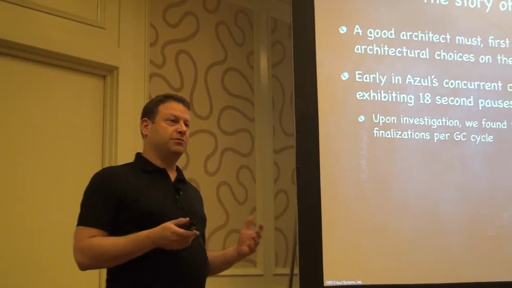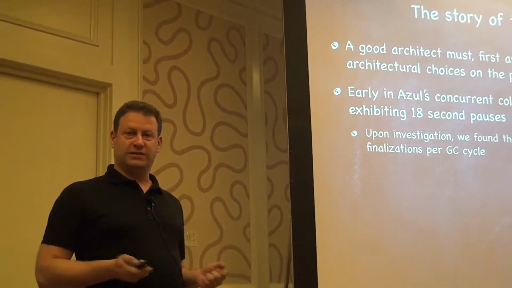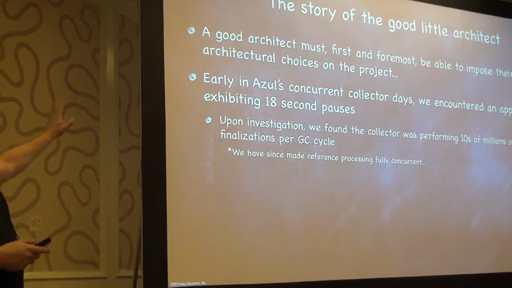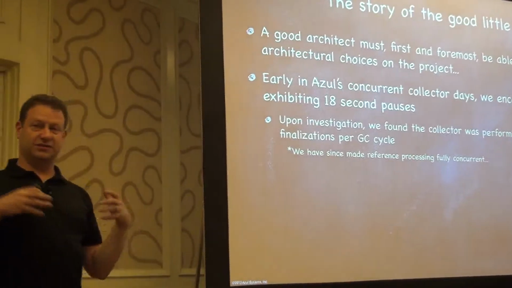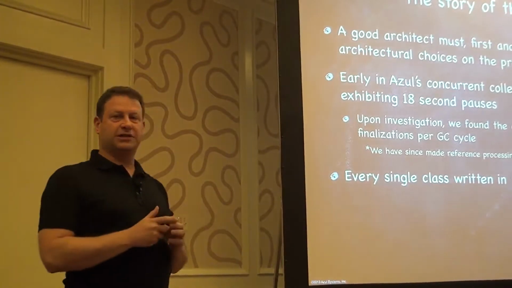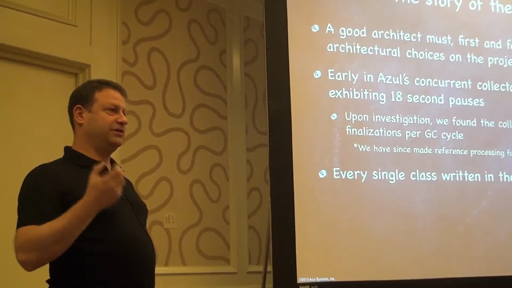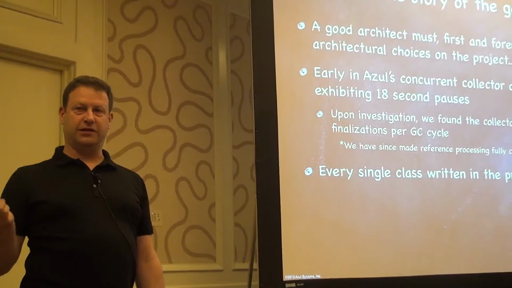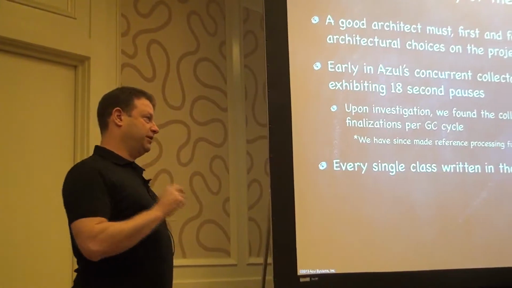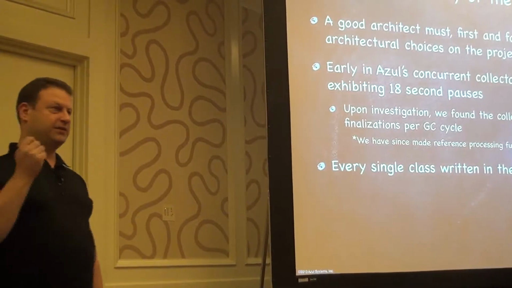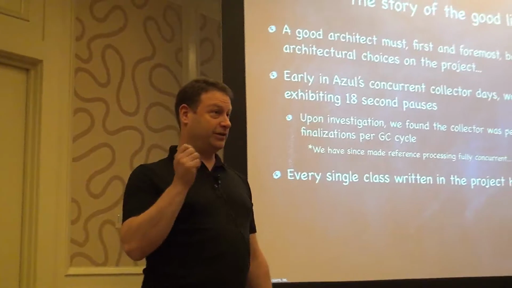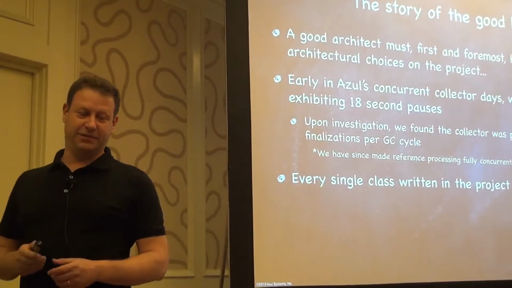Now this was not normal, so we went to figure out why this is happening. And by the way, we did fix that since; Zing, even then, wouldn't pause. But we found out that every single class written in this project for a period of 18 months had a finalizer. Every single class, anybody in the building wrote, had a finalizer. That's the sign of a good architect. Very good architect. None of them escape.